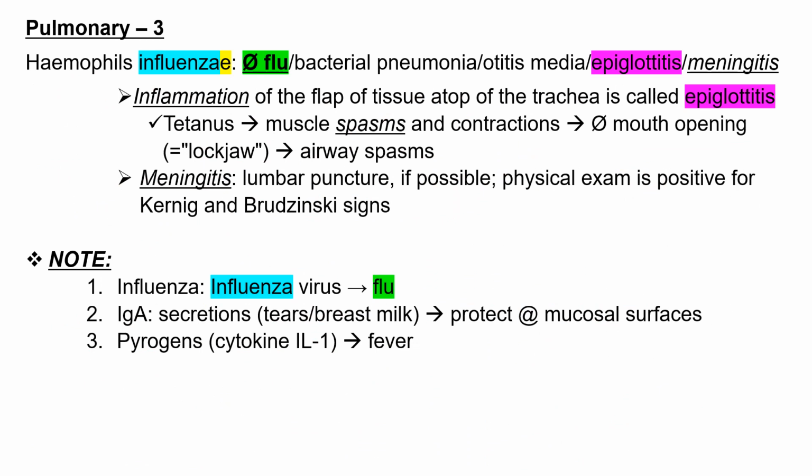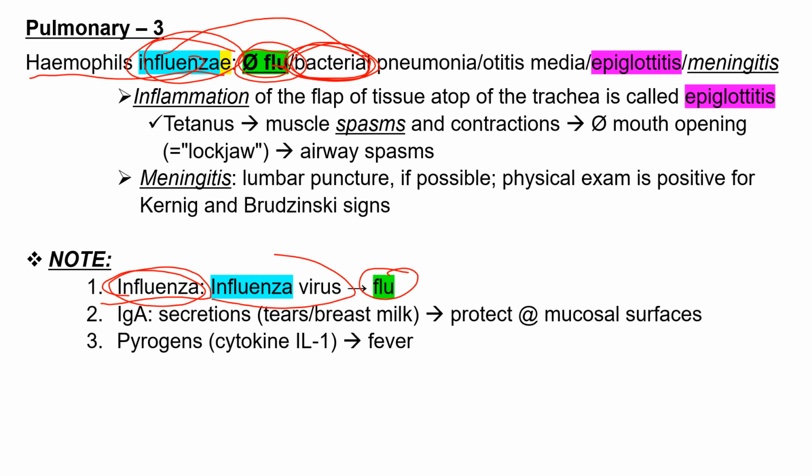Now, while strep pneumo and mycoplasma pneumonia are a giveaway as to what they do, Haemophilus influenzae is actually a misnomer. Haemophilus influenzae is a bacterium that does not cause influenza. Influenza, another name flu, is actually caused by the influenza virus. Let me say it again. Influenza virus causes flu, the influenza, and Haemophilus influenzae does not cause flu.